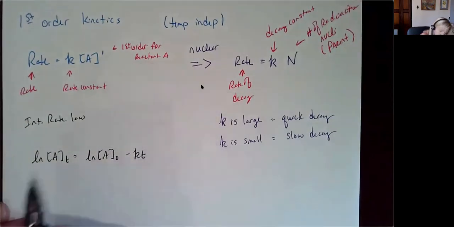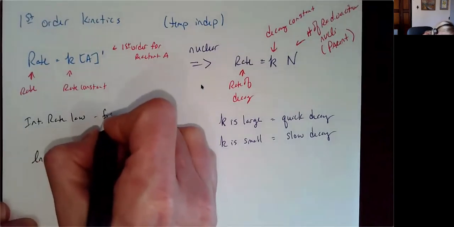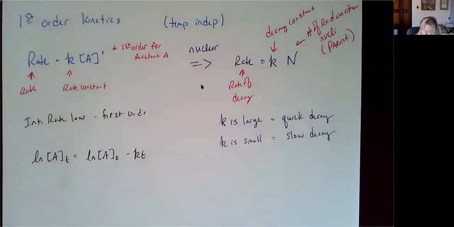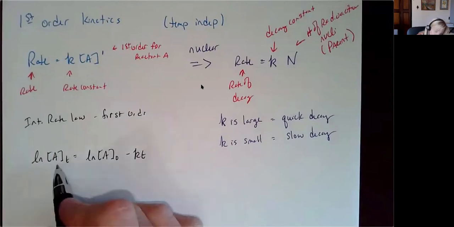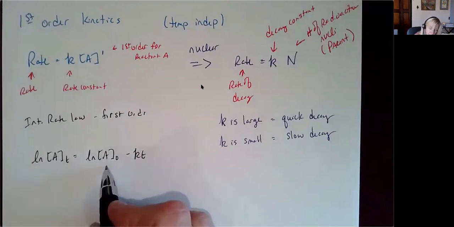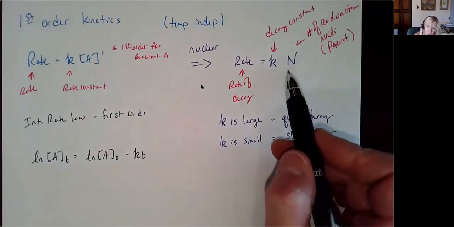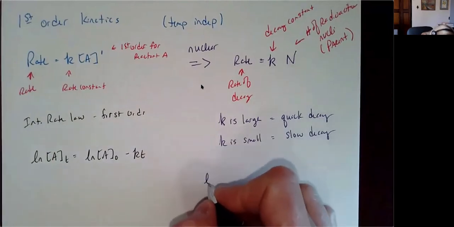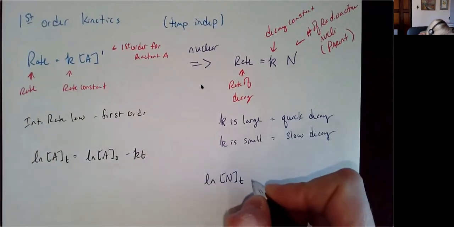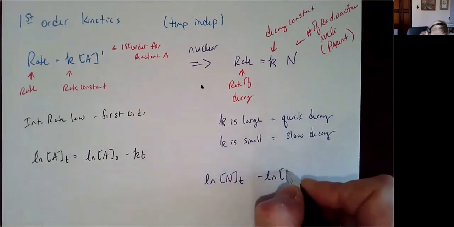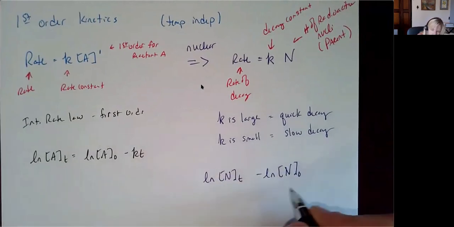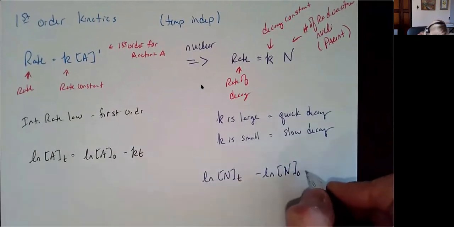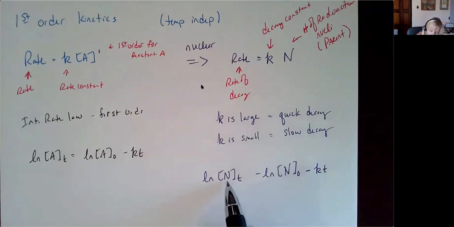So this is my integrated rate law for first order. I can also apply it over here. Instead of having concentration of my reactant, I'm going to have the number of nuclei. So I'm going to have ln N at time t minus ln N at time 0. So this is before decay has happened. This is the number that remains after time t has elapsed.